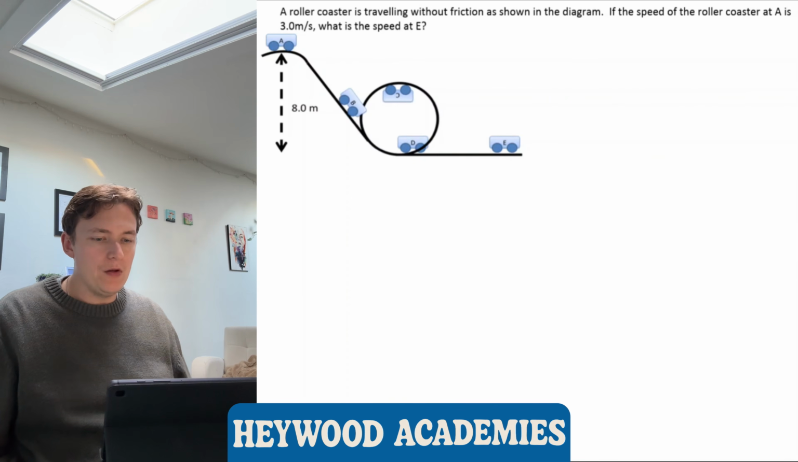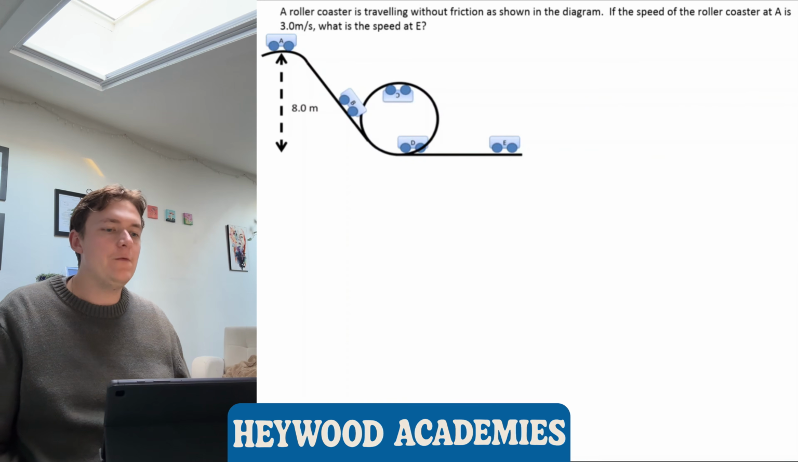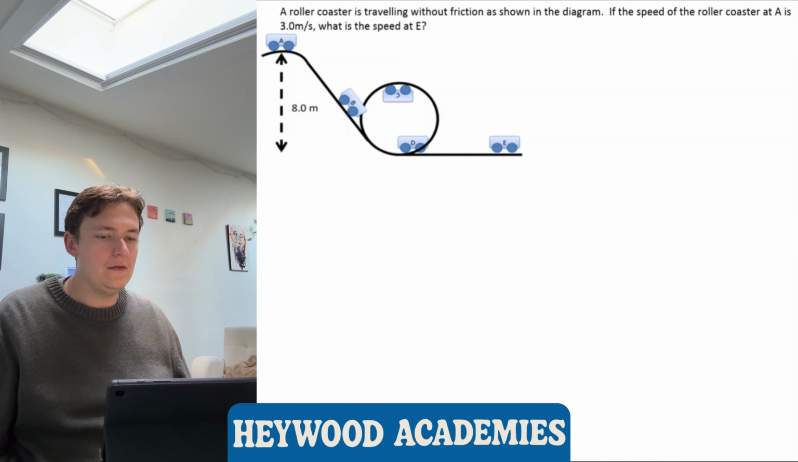Alright, a roller coaster problem. A roller coaster is traveling without friction as shown in the diagram. If the speed of the roller coaster at A is 3.0 meters per second, then what is the speed at E? Okay, so there's a lot going on here. They got a bunch of different states that they've drawn in this picture.